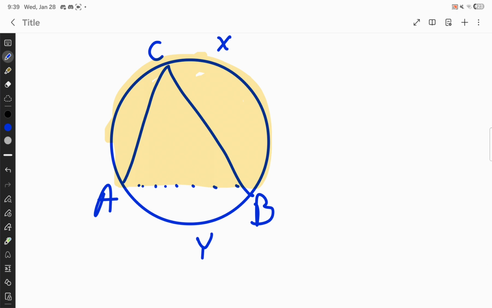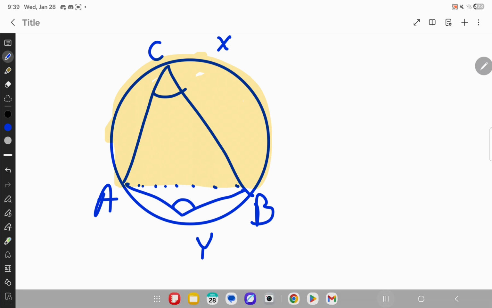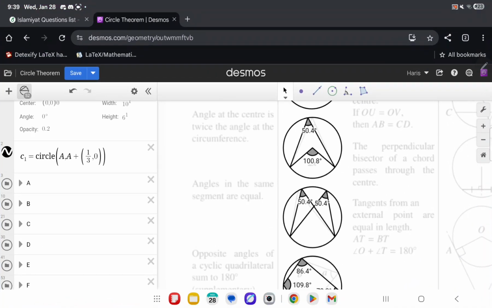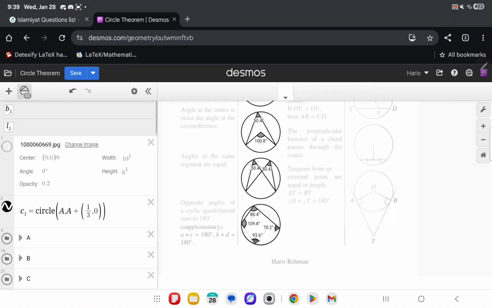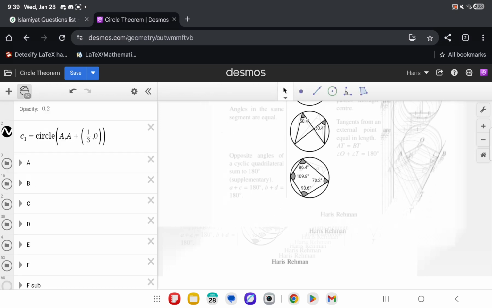But if you have this, what is this angle relative to C? Well, we will talk about that next. This is covered in the next diagram: opposite angles in a quadrilateral sum to one.